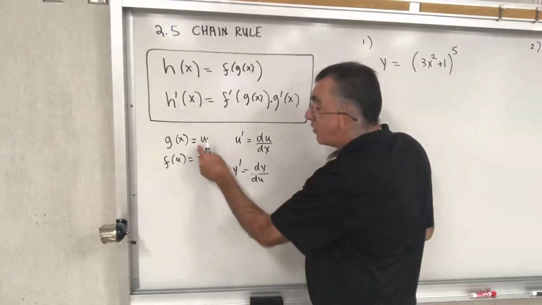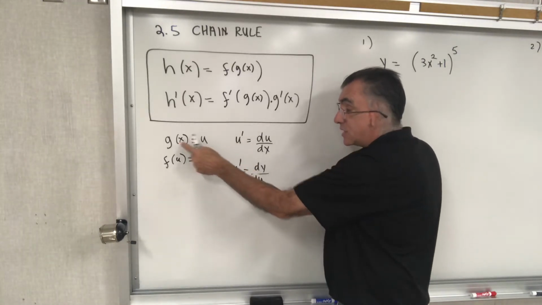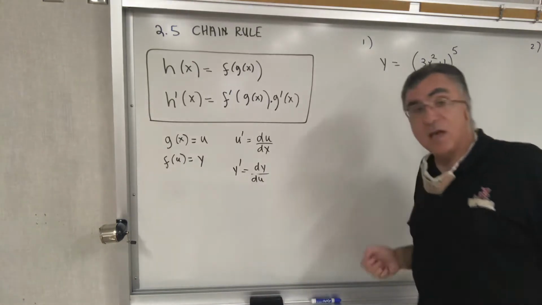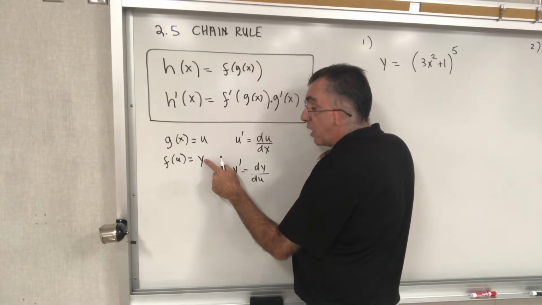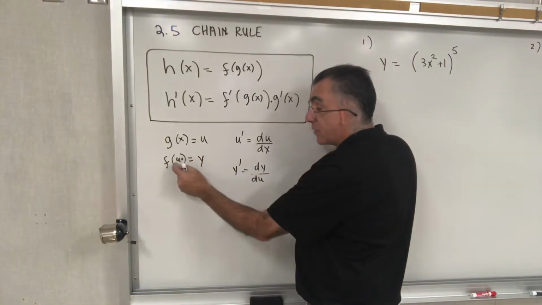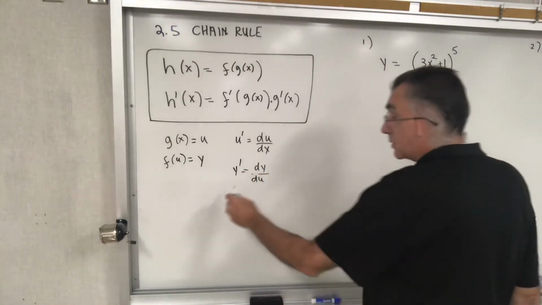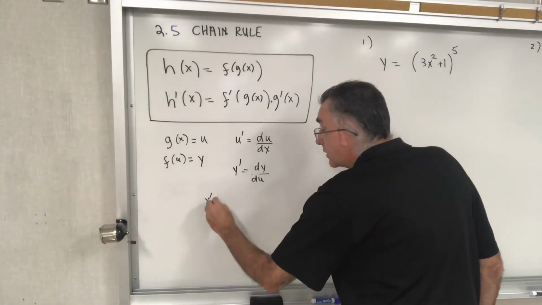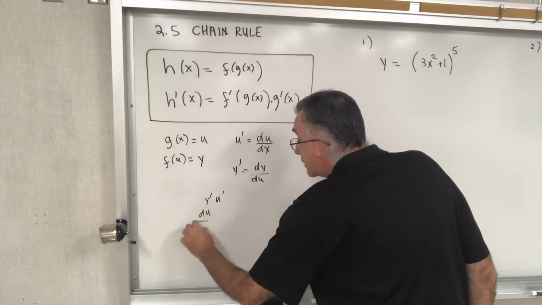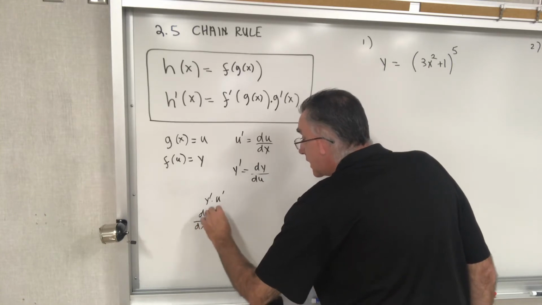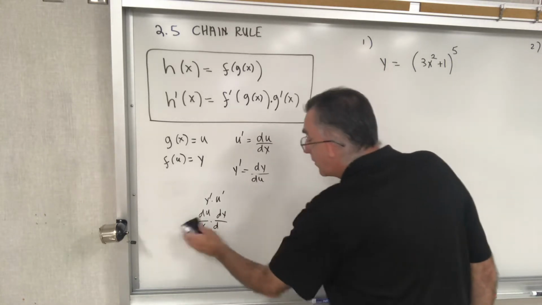Now, if I call this u, the derivative is du dx. That's how we write the derivative. Notice I have to go back and use this notation. The derivative of y is dy divided by whatever the variable is. Now, look what happens when I put y prime times u prime. du dx times dy. Actually, I wrote that backwards, didn't I?